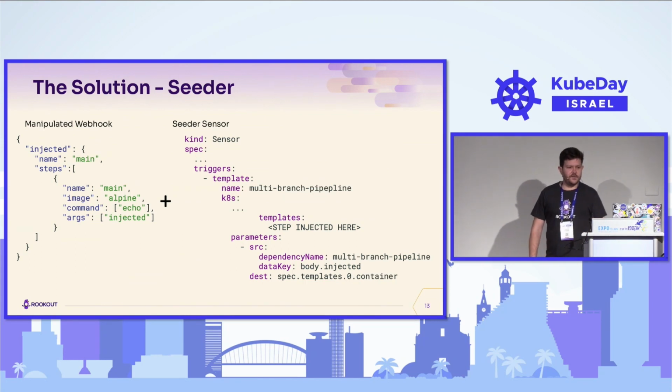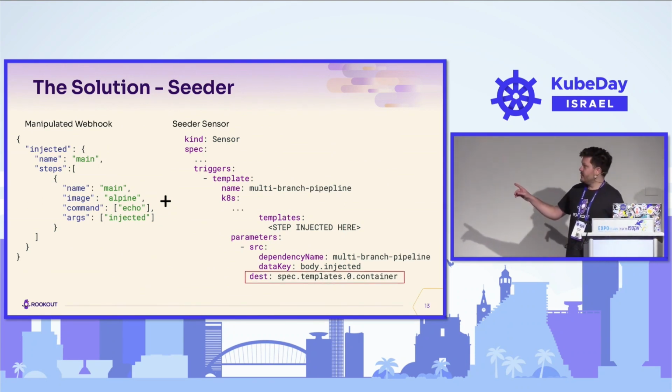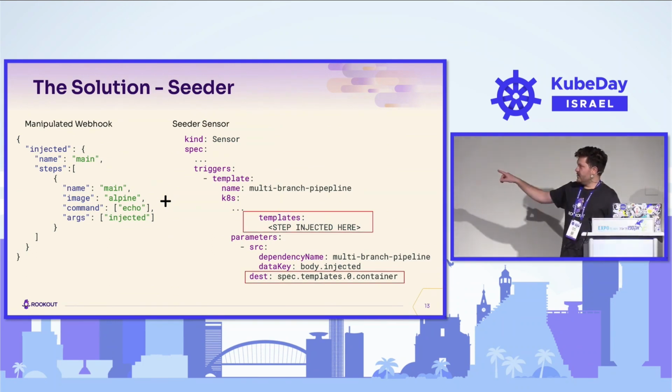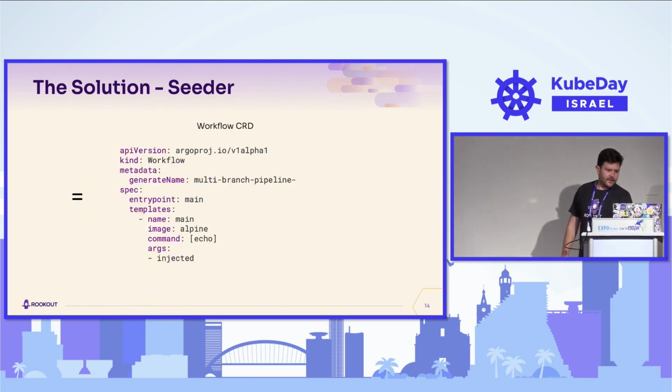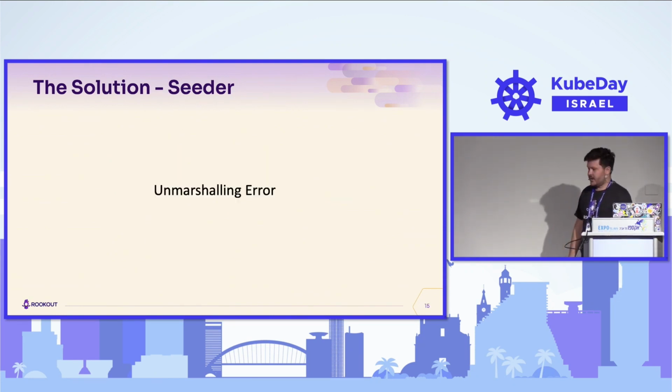I wanted to check if it works, so I just sent this small webhook. If you're not familiar with sensors, I wanted to take a parameter, this is the destination of it, and this is going to be the end goal of this destination. Actually, I wanted just to inject this, it's JSON, but it's converted to YAML, to the templates, so it will execute it. So this is the workflow that will be created. That's what we expect in the end of it. So we got an unmarshalling error.